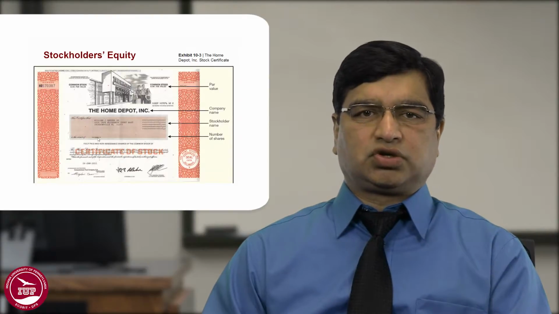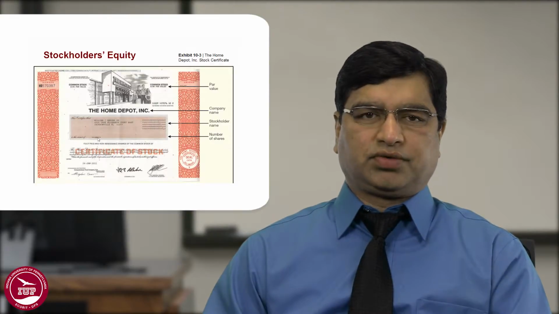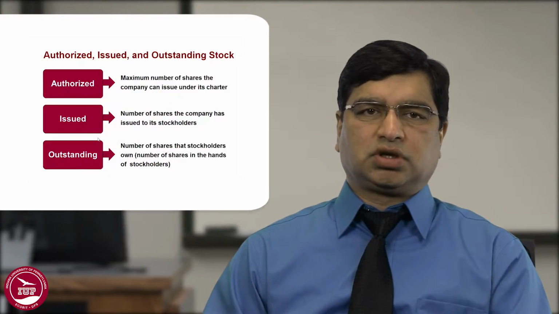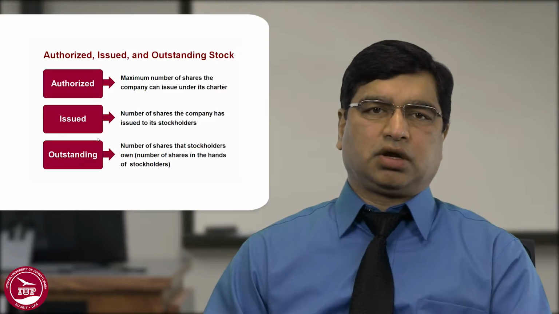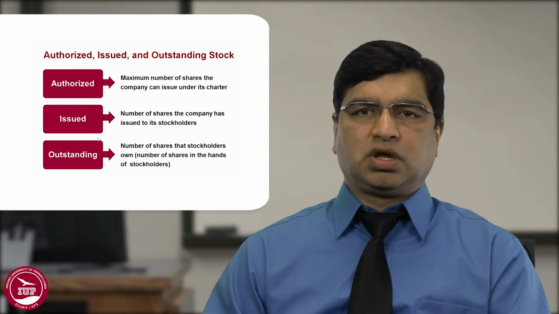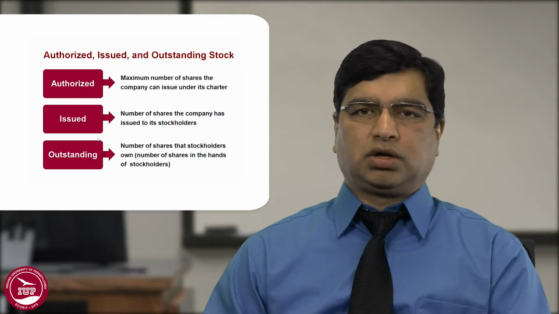The share certificate shows you the name of the company, the par value, the name of the shareholder and the number of shares held by that shareholder. As far as the number of shares is concerned, it is divided into three categories. You've got the authorized stock, or authorized number of shares. These are the maximum number of shares that the company can issue under its charter.